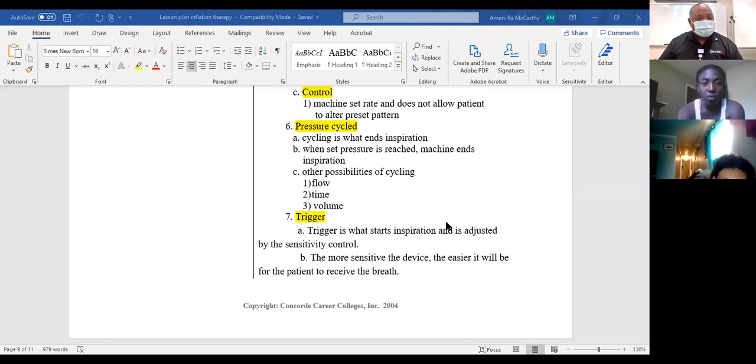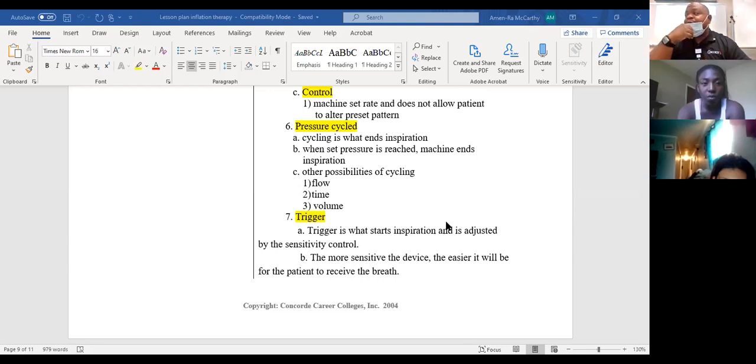Most of them are pressure cycle because we put the pressure in, we want to deliver a set pressure, and we don't want to go too high because we may cause barotrauma, pneumothorax, any kind of problem, right? So we want to know how much pressure we're putting in those lungs. So most of the time, IPPV machines are pressure cycle. That means it ends when the pressure is reached.